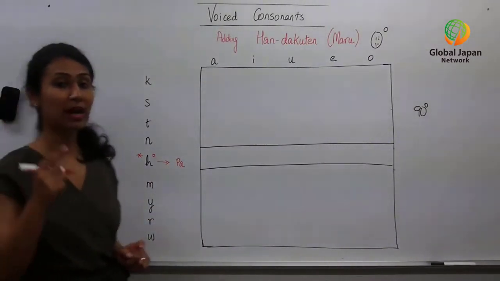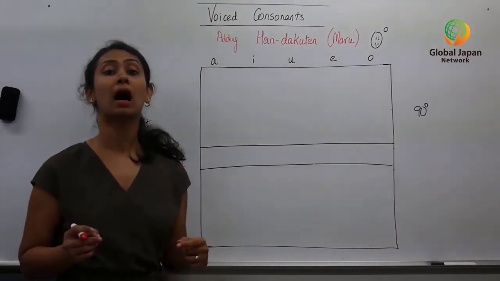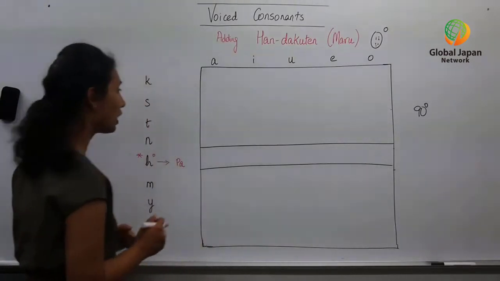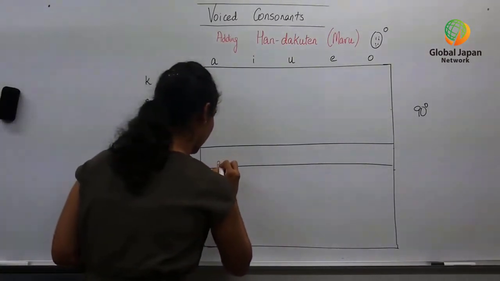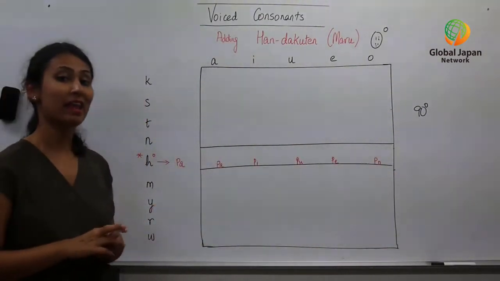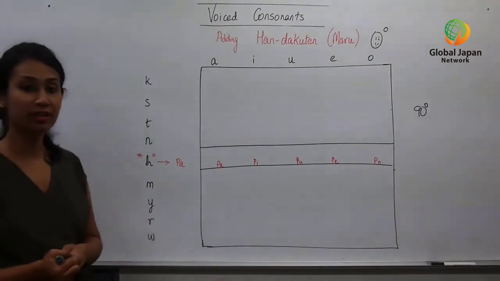Pa. If you remember, I told you this is the plosive mark. It is more to do with the lip. Pa. Pa, pi, pu, pe, po. So now, writing the sounds in English, and let me show you how pa, pi, pu, pe, po is written.